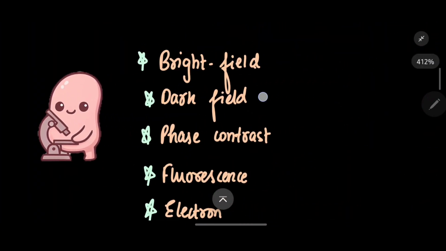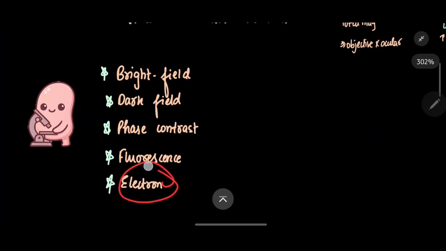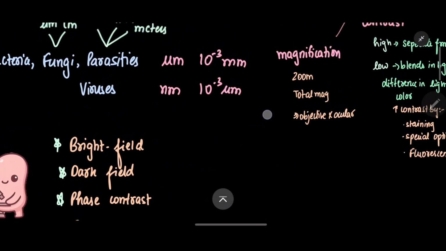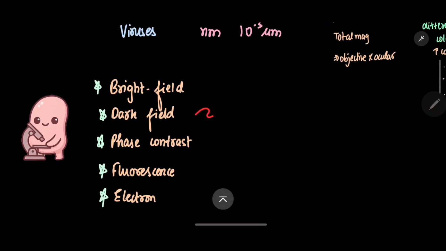Okay, so the electron microscope is used for viruses. A light microscope, because it has a resolution in micrometers, you can use it for your bacteria, fungi, and parasites, and so with these other microscopes too.